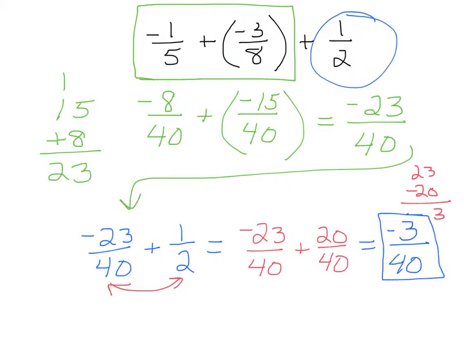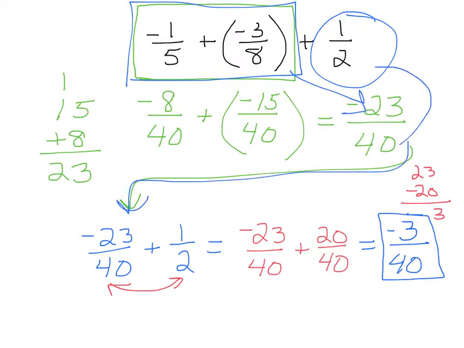So when you have 3 fractions, you just want to break it down. First do the first 2, get an answer, which we got here. Then you move it down, and then you bring your third fraction in, and repeat the whole process. So that's it.